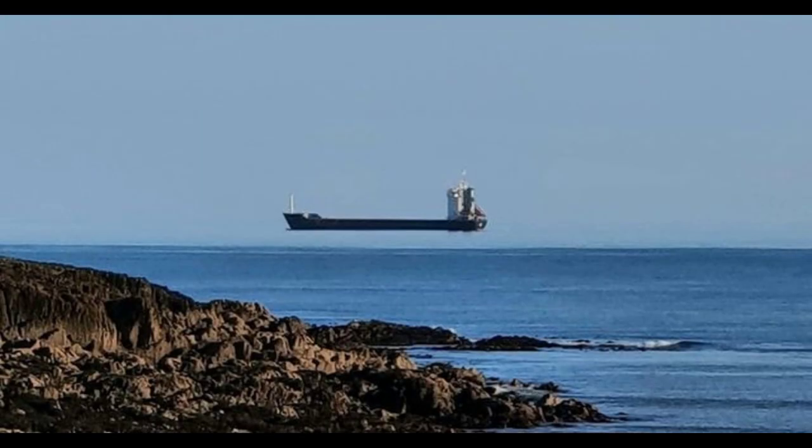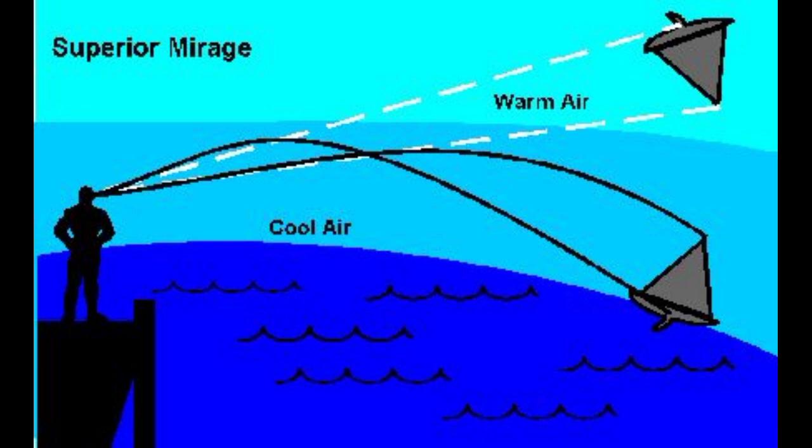Superior mirage. This happens when the air near the ground is colder than the air above it. Light bends downward, making objects appear higher than their actual position.